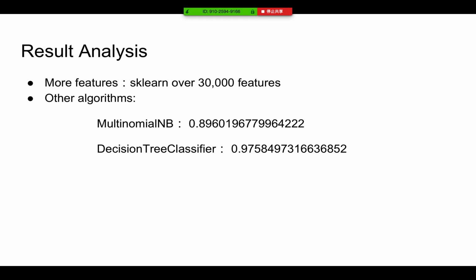And in later research, we also found that people had used many different algorithms to do this classification, and the multinomial naive Bayes provided in sklearn is actually one of those with lower accuracy, not to mention the one written by us. And some better performance algorithms like decision tree classifier can reach over 97% accuracy.